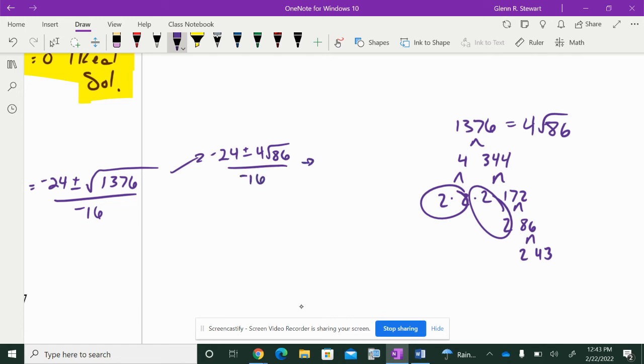Which would then be, since I can take a 4 out of each of those, negative 6 plus or minus the square root of 86 all over 4. Negative 4. Okay, so that's one way to do it.